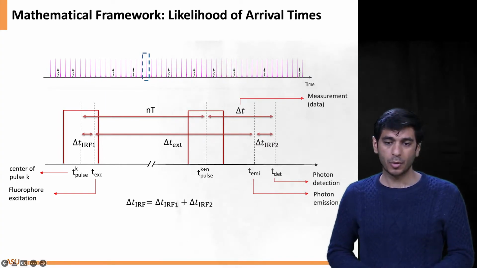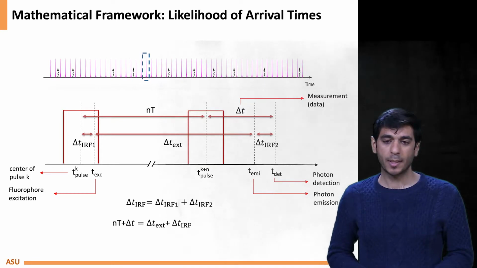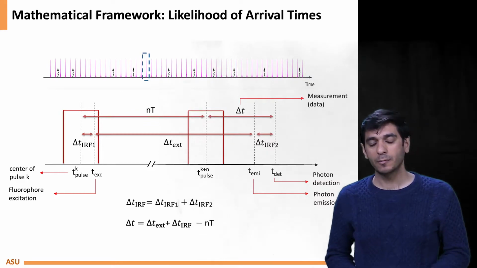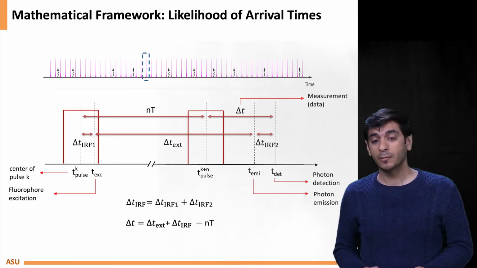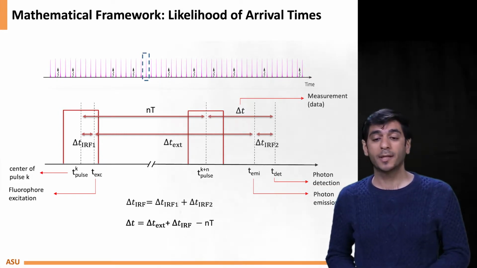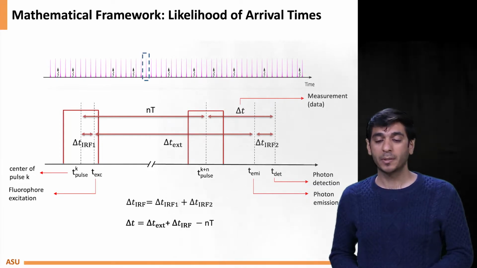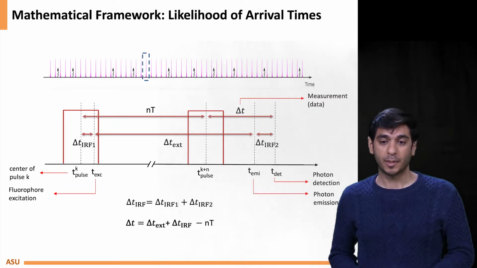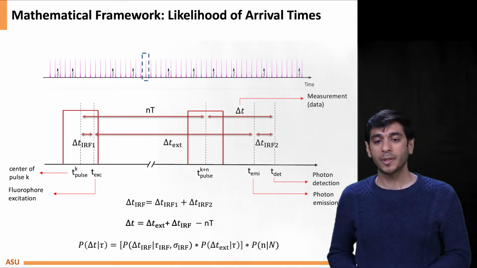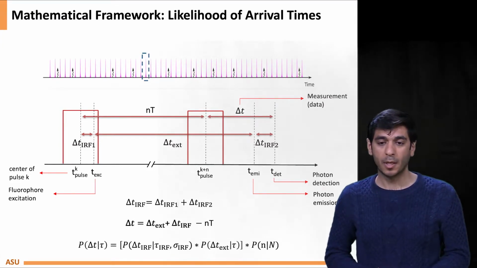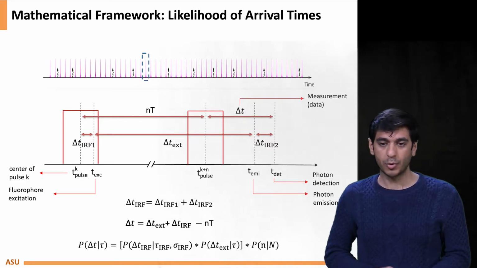So from the above figure, I can write this equation, and then if I take nT to the other side, I arrive at this equation, which says that my observation delta t is the sum of three random variables: the time that the fluorophore spent in the excited state, the IRF time, and the number of the pulses. Therefore, the likelihood of delta t is going to be the convolution of the likelihoods for these three observations.